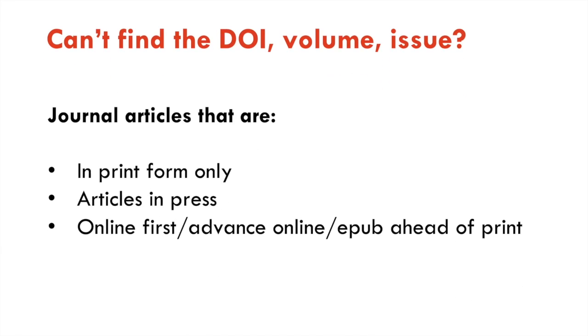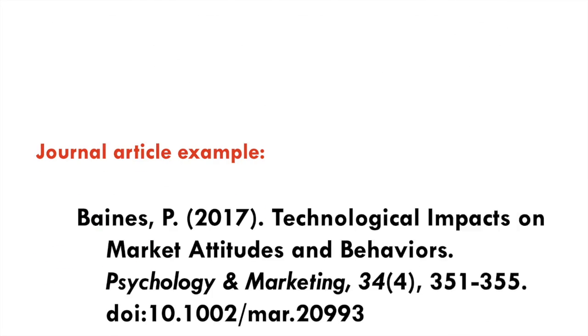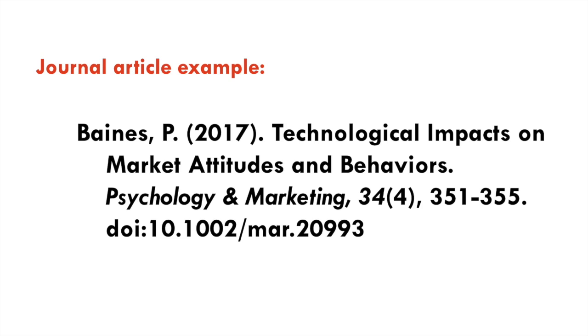There will be instances where a DOI or volume issue number can't be found for a journal article. For example, when you've read something in print form and no DOI exists, then you just follow the reference format for those print materials and leave out the DOI. So this is what a worked journal article example looks like.